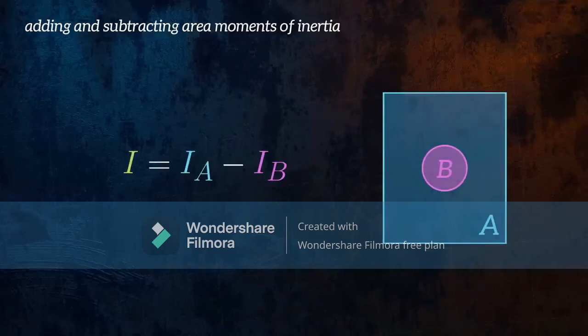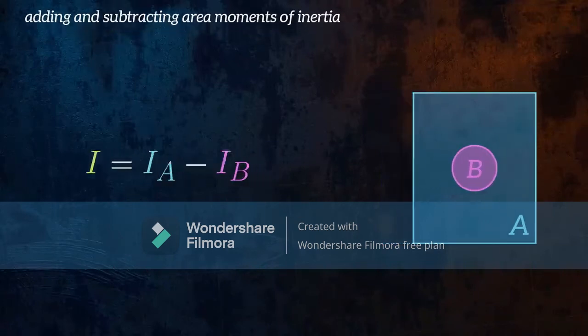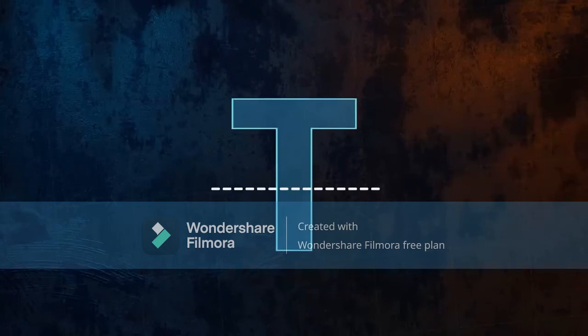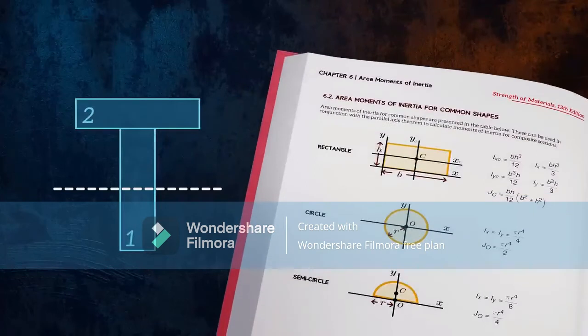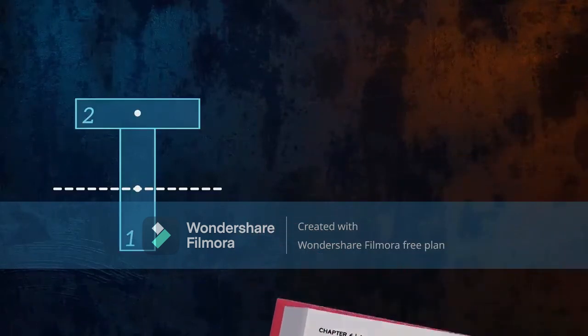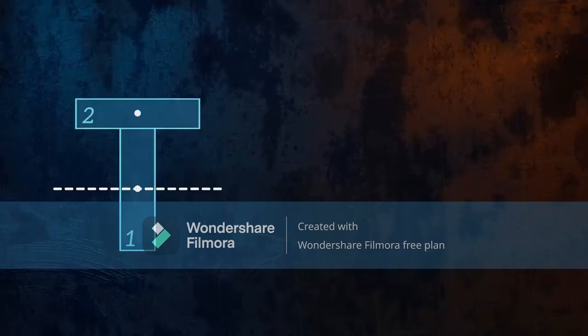If we are calculating I based on equations, we need to make sure that the equations we are using correspond to the correct reference axis. In the case of this T section, for example, we can't just add the I values for two rectangles given in a textbook, because these equations are for centroidal axes only, and the reference axis doesn't pass through the centroid of the top rectangle. Fortunately, we can use the parallel axis theorem to overcome this.